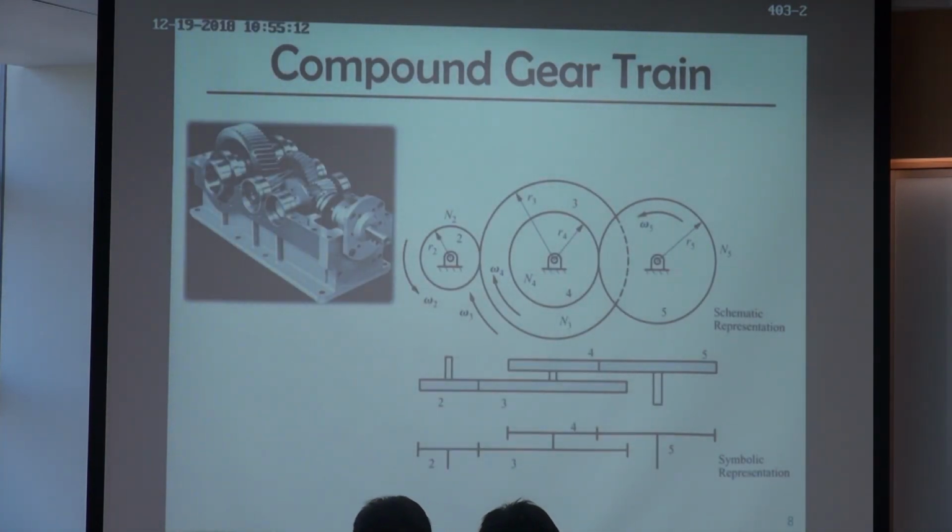So here comes a more complicated one. It's still a gear train, but right now there's one new thing. There are 4 gears in total, 2, 3, 4, 5, and we call this a compound gear. In this type of gears, you will see some of the gears share the same shaft. Right now gear 3 and gear 4 are sharing the same shaft, so they rotate with the same angular speed. Right now, omega 3 is the same as omega 4.